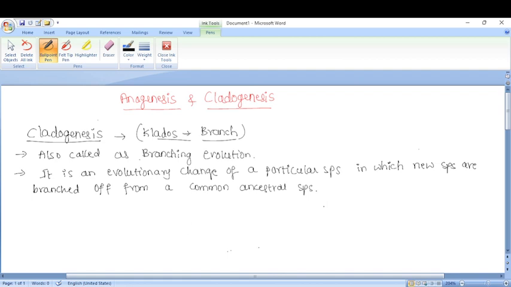See here, cladogenesis is an evolutionary change of a particular species in which new species are branched off from a common ancestral species. See here is a species A. This is the ancestral species. Over a period of time, this species A is branched off into two different types of species, that is species B and species C.